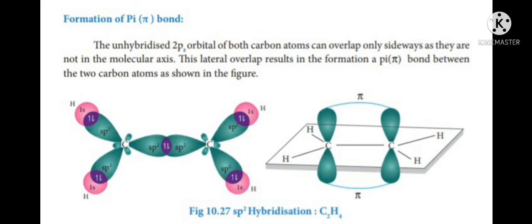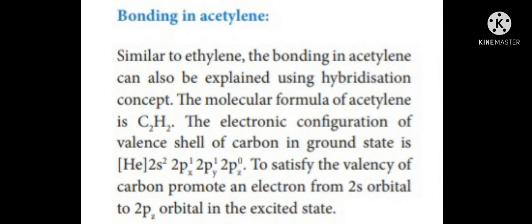Next, let me discuss the formation of the pi bond in the ethylene molecule. Here, in both carbons, we have an unhybridized 2pz orbital. Hence, they overlap sideways and form a pi bond between carbon and carbon. Hence, in ethylene, a double bond is formed between 2 carbon atoms. One bond is a sigma bond, the next bond is a pi bond. It is shown here. Next, let me discuss bonding in acetylene.